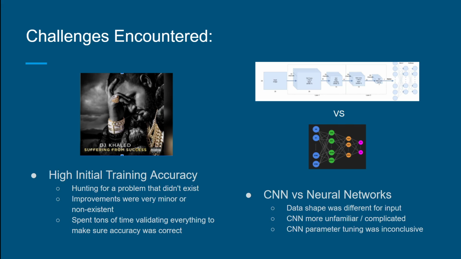There we go. A few challenges that I encountered. Number 1 would be the high initial training accuracy. I know that doesn't really sound like a challenge. However, I spent hours hunting for a problem that hopefully didn't exist. The first thought I had was that I overtrained my model severely, but it turned out that I used early stopping. I checked for that, and I didn't find any evidence to suggest that it was overtrained. Furthermore, I spent a bunch of time that I didn't need to validating every data conversion to make sure that I wasn't screwing up somewhere. And at the end of the day, the accuracies were just high.